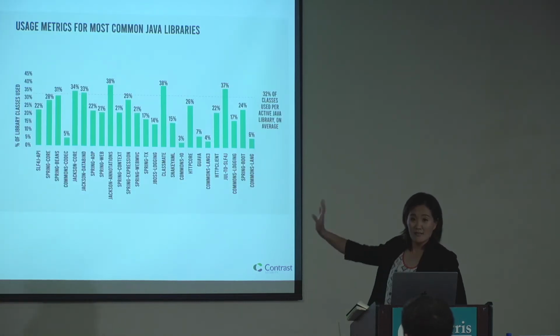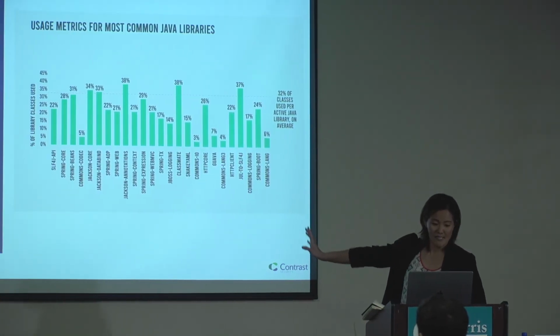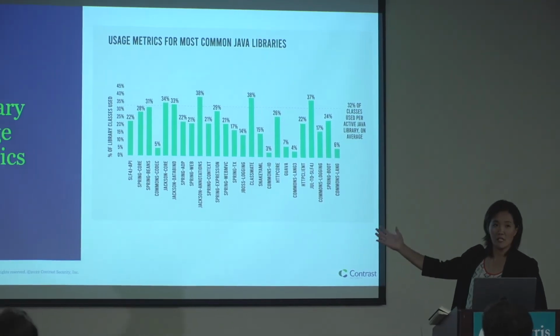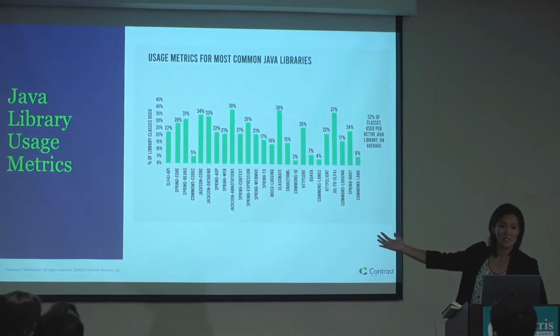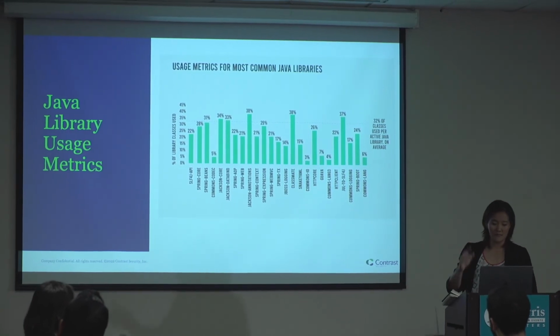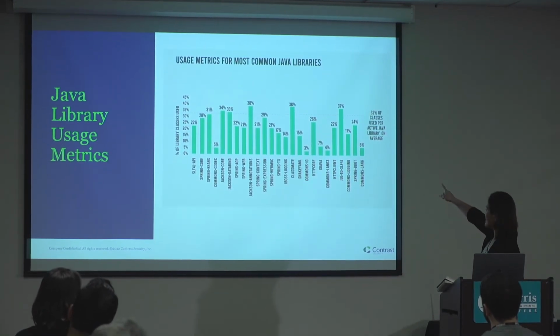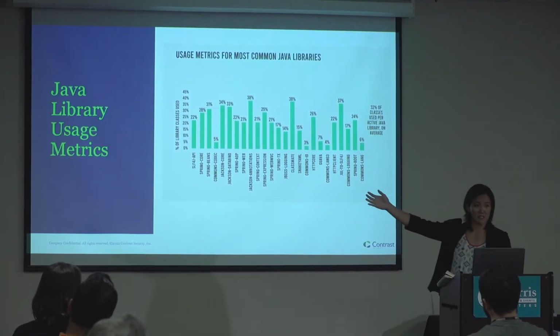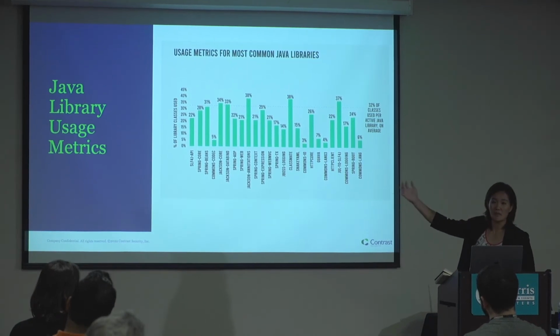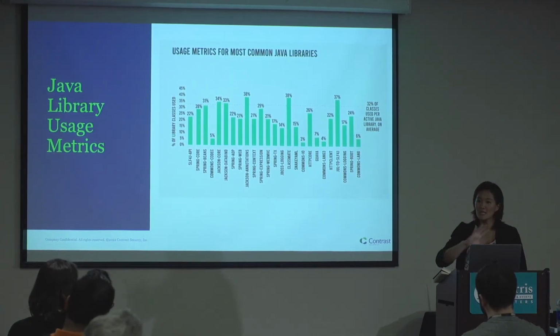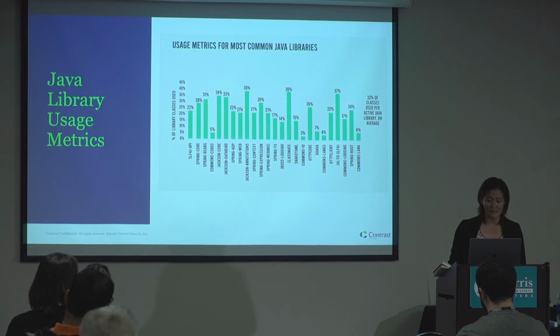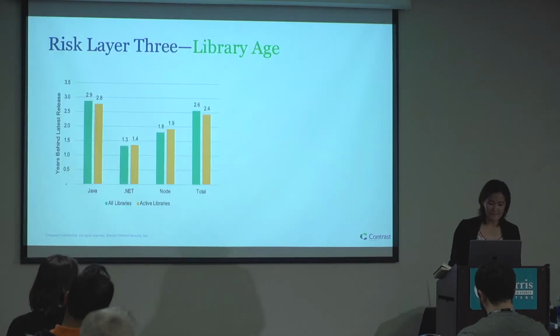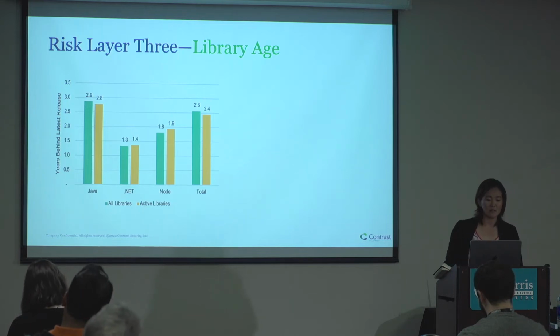Some metrics here. Another eye test for you guys. Here are some of the most common Java packages and libraries that are used in our applications across the world. And you'll see, on average, only 32% of those libraries are actually used. Those classes are invoked somehow, some way. So there's a ton of libraries out there that are just not active. Classes aren't being used, which is interesting, right?